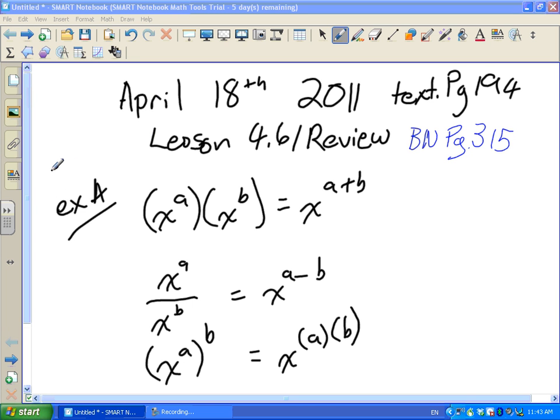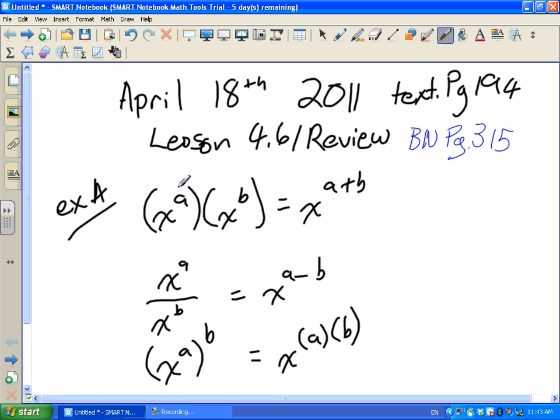2011. We're on text page 194 and Blue Notebook page 315. Today we're going to go through lesson 4.6, and we're going to review at the same time because we have our test coming up on Wednesday. This is a recap of grade 9 ideas right here. These are just your exponent rules.